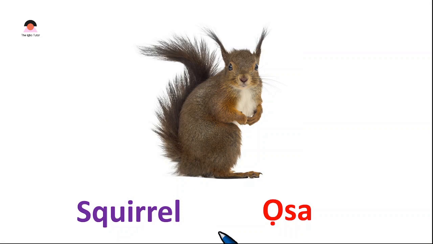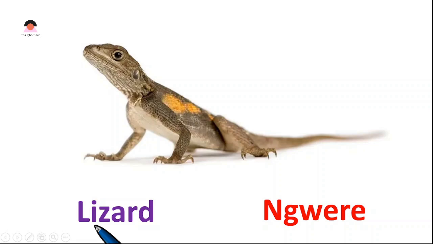We have squirrel. Squirrel, we call it osa in Igbo language. Osa, that is squirrel. What is next? Next is lizard. Lizard is called ngwere. Ngwere in Igbo language. We move on to the next.